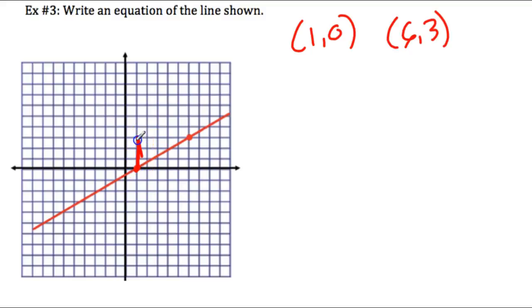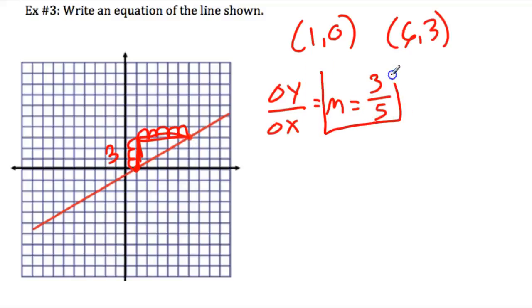So I have to go up and to the right. All right. How many did I go up? 1, 2, 3. So I went up 3. So my change in y over my change in x, that equals my slope. Change in y, I went up 3, so that's 3. And how many did I go to the right? 1, 2, 3, 4, 5. I went 5 to the right. So I've got my slope right there.